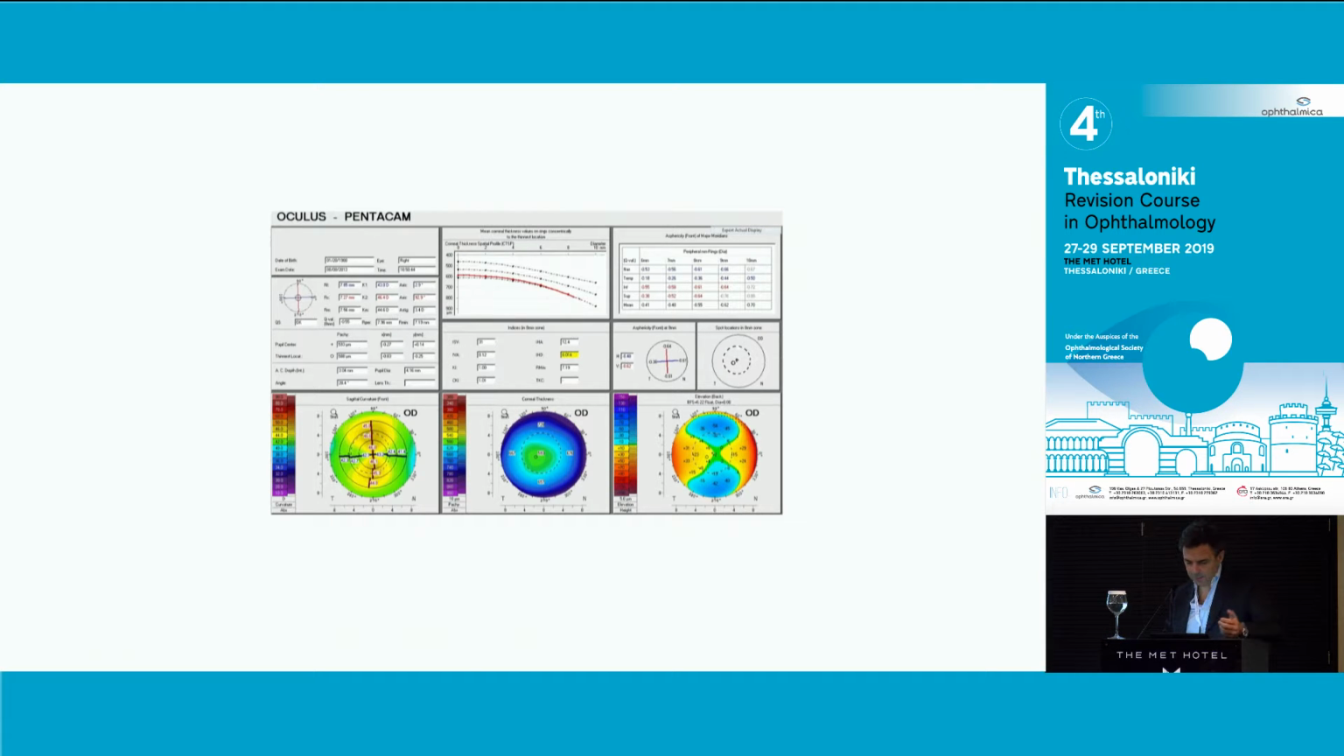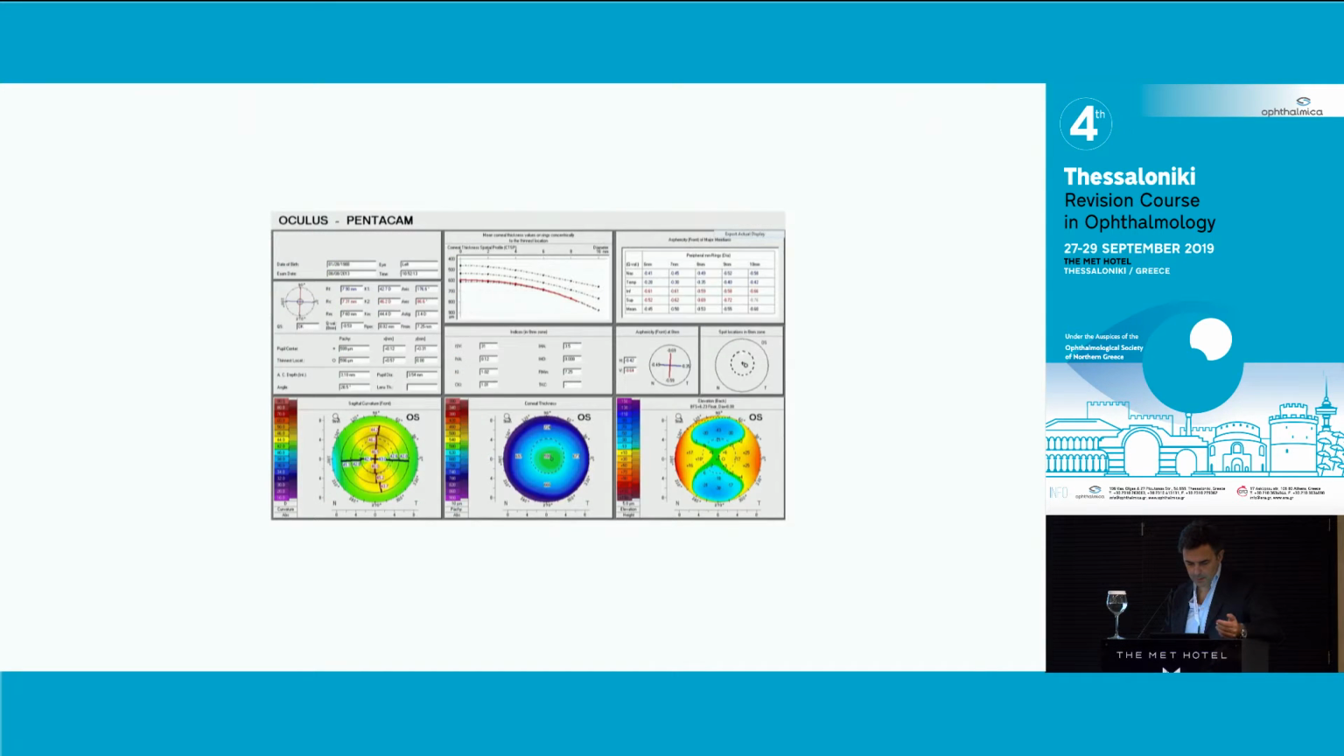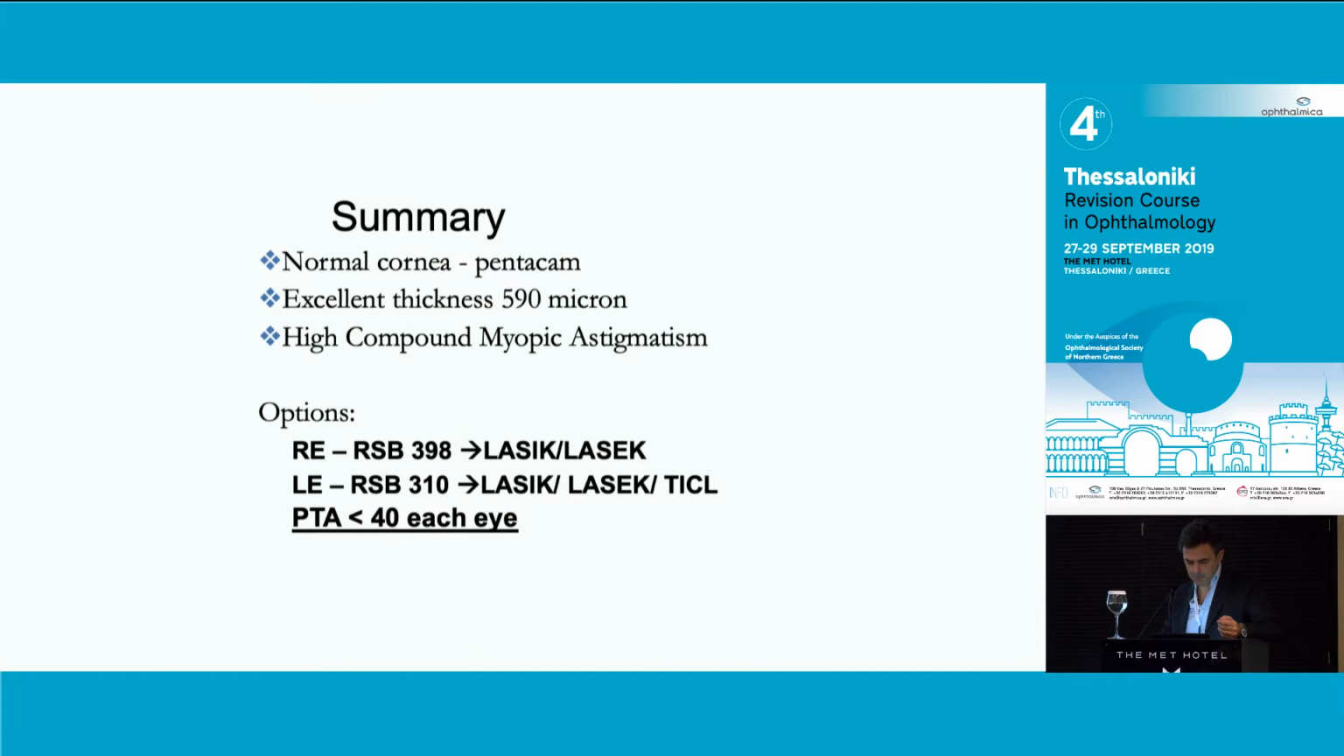You can see that the pentagram was absolutely normal, nice and thick, strong cornea, Belin-Ambrosio completely normal. Both eyes the same. So this is what would be his residual stromal bed down there. And the PTA was more than 40.